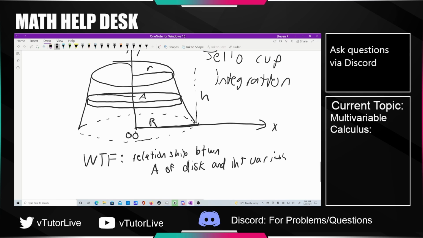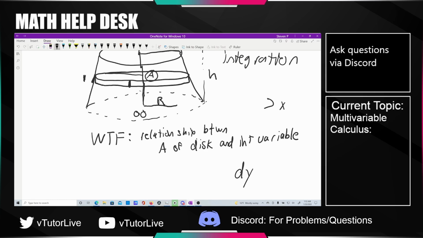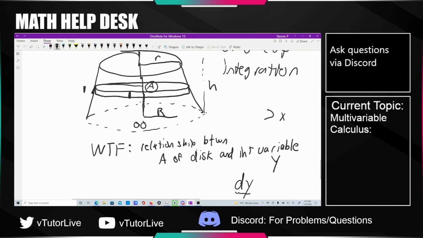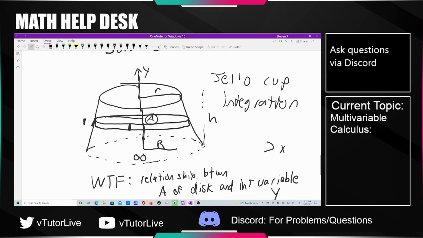Looks like, let's see. Yeah. Okay. I'm starting to understand it more. That's good. So we decided after this long conversation that we're integrating with respect to dy, right? Where we want a relationship between the area of the disk and the integration variable, which we decided is y. So now we're unfortunately coming across, I'd say, a slightly difficult problem. And it's not even a calculus problem. It's almost like an algebra problem.